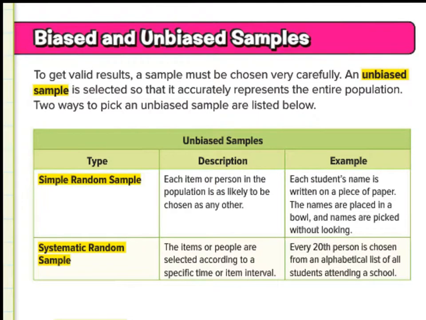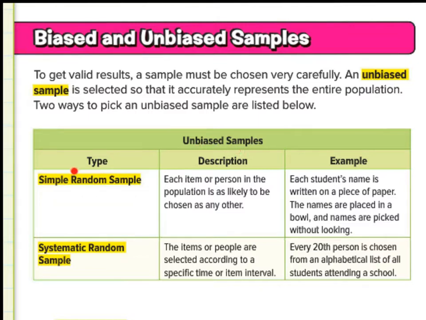Okay, so key to the lesson right here. This is our main point. Biased and unbiased samples. To get valid results, a sample must be chosen very carefully. Remember that when we talk about a sample, it's just a fraction of the population. An unbiased sample is selected so that it accurately represents the entire population. 2 ways to pick an unbiased sample are listed below. So unbiased means that they're not going to have any kind of prefixed answers. You want it to be completely at random.